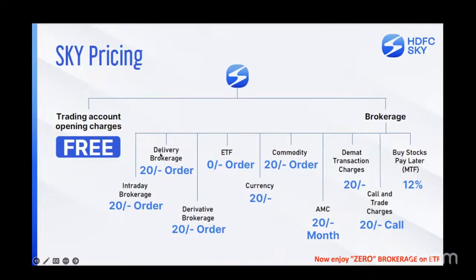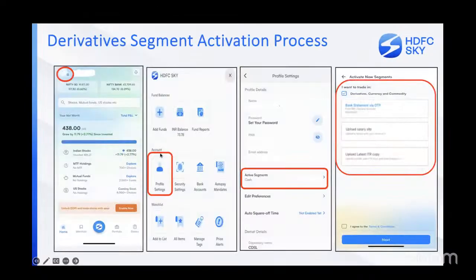Okay, let's talk about the derivative segment activation process. This is the most commonly asked question to us. And in order to start trading in FNO, okay, first you need to activate your derivative segment. Without that, you won't be able to place trades in FNO.